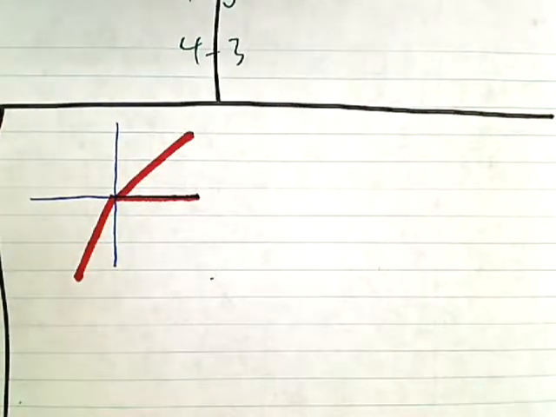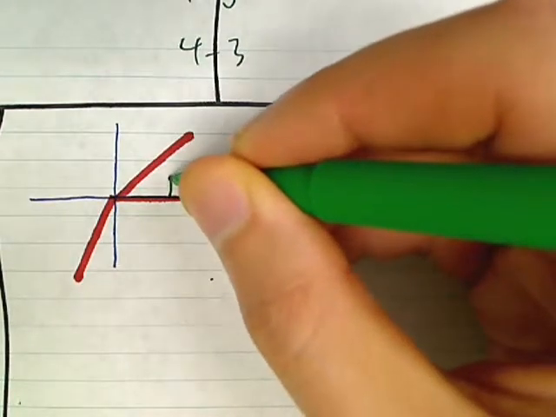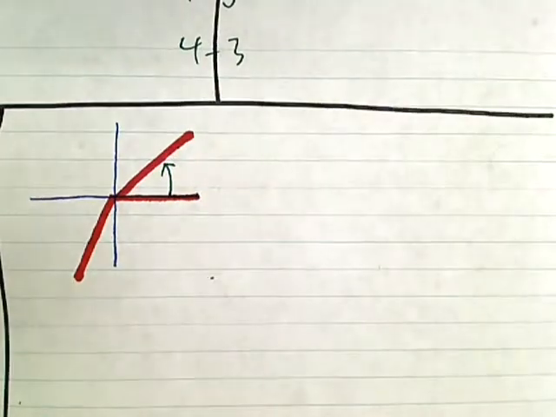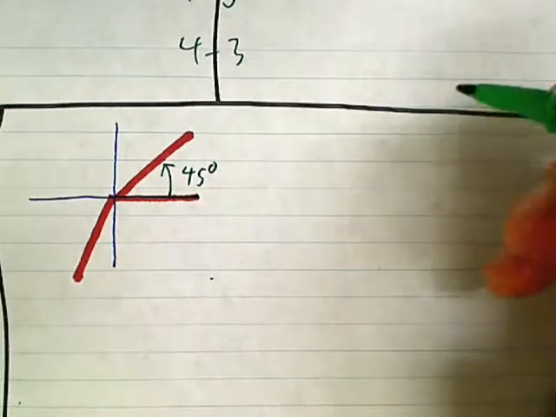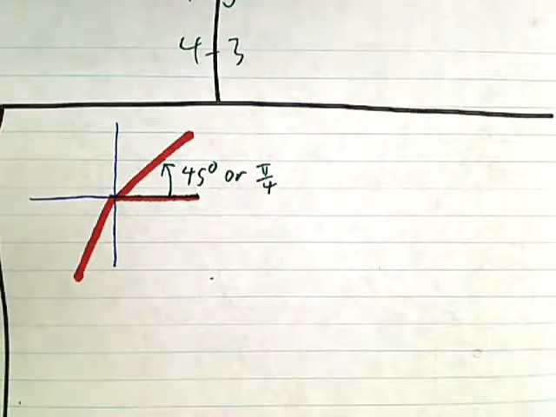Okay, so I have two different angles there, and let me label them both. Angles always start on the positive x-axis, and if it goes up from the positive axis, that is a positive angle. So this is going to be 45 degrees. I've tried to draw it at about 45 degrees, or our new friend, pi over 4.